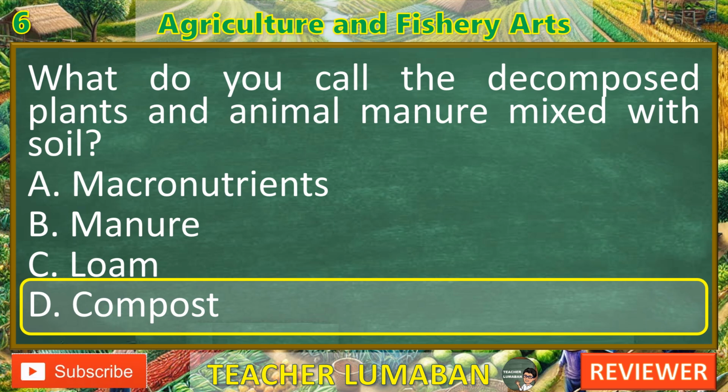C. Loam. This is a type of soil that is a mixture of sand, silt, and clay, known for its fertility and good drainage. While loam can contain organic matter, it is not specifically a mixture of decomposed plants and animal manure. D. Compost. This is the correct term for a mixture of decomposed organic materials, including plants and animal manure, that is mixed with soil to improve soil health and fertility. Compost is created through the process of decomposition and is used to enrich garden and agricultural soils. Thus, compost is the correct answer, as it specifically refers to the decomposed organic matter mixed with soil.